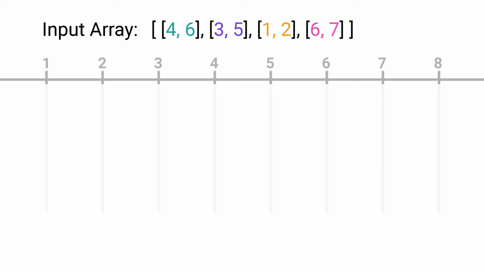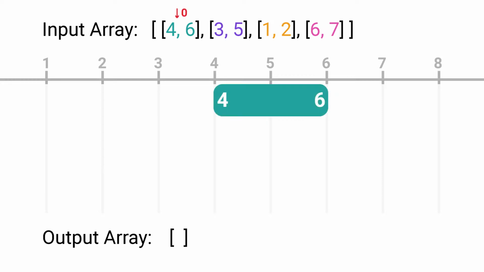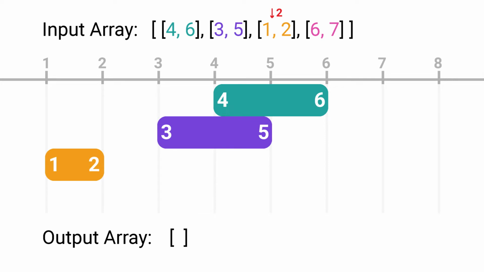So based on these observations, let's solve the problem with the help of an example. Let us represent these intervals on a number line. The interval at index 0 is 4, 6. So we can represent it like this. The interval at index 1 is 3, 5. The interval at index 2 is 1, 2. And the interval at index 3 is 6, 7.